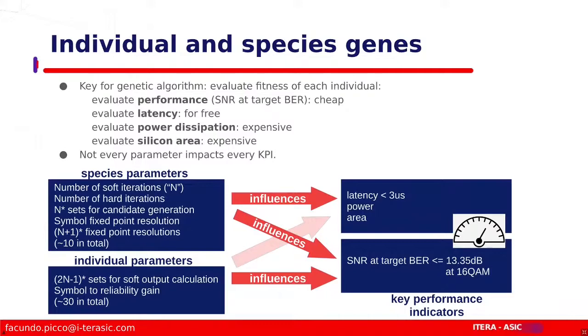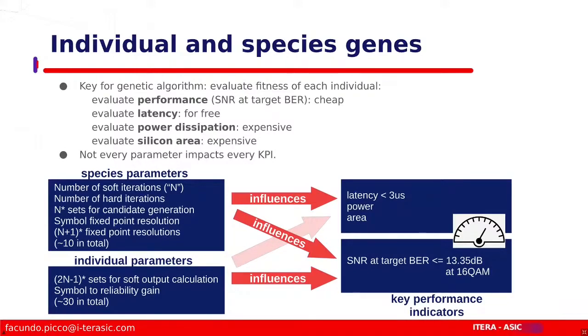But then we have 75% of the parameters. They only impact signal-to-noise ratio at the target BER, and they have a negligible impact on power, area, and latency. Those are the sets for output calculation, like multiplicative constants, offsets, saturation values, that kind of stuff.